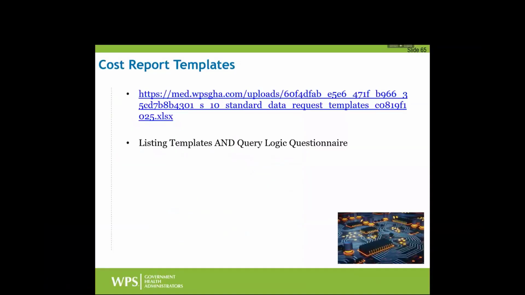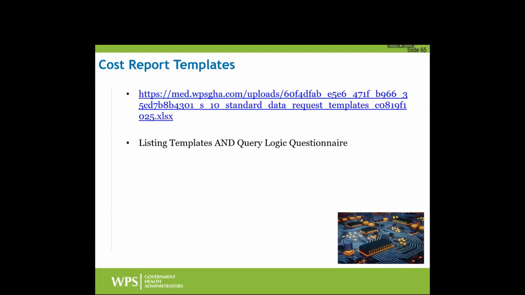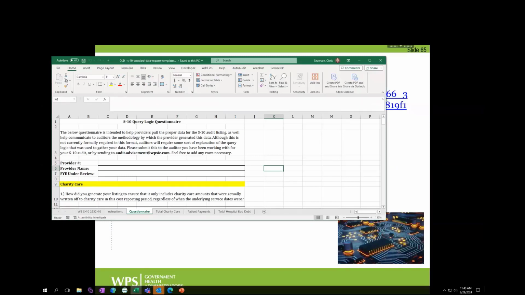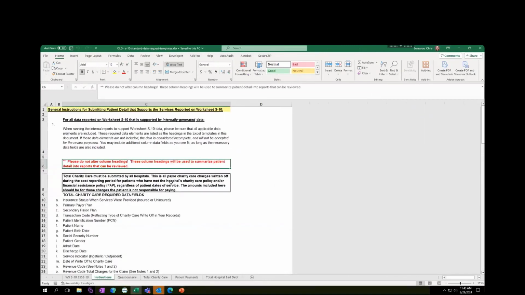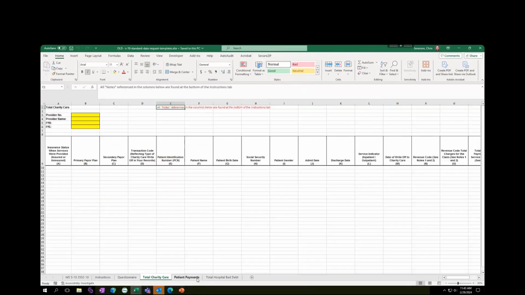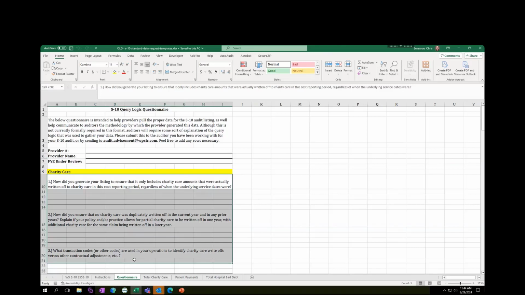Oh, and I do want to mention one more thing, the query logic. So I want to open that template up. I've got it saved, but it's the exact same thing from that website. And what we have here is, first of all, the instructions. We have all the templates that we just talked about. But then we have the questionnaire itself. Now, we've gone through this in great detail quite a bit in the past, and I've got a YouTube video that goes into it. We have not changed this for a number of years. Well, with one exception, that HRSA issue that we'll talk about.